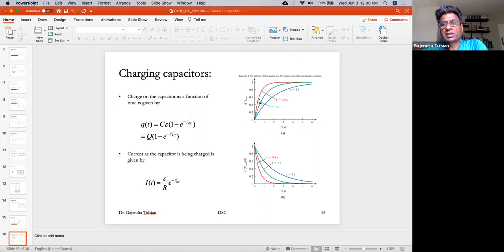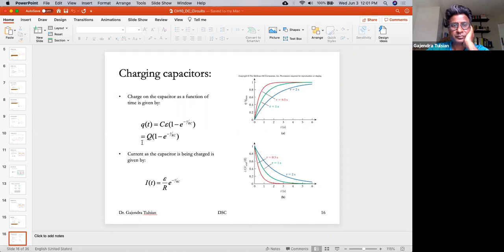So you can see that the greater R is and the greater C is, the greater the time constant. So here are three different curves: a curve for a time constant of 1 second, a curve for a time constant of half a second, and one for 2 seconds. So the greater the time constant, the slower the capacitor charges. Anyway, there's the functional form, how the capacitor charges as a function of time. That's the charge on the capacitor as a function of time.